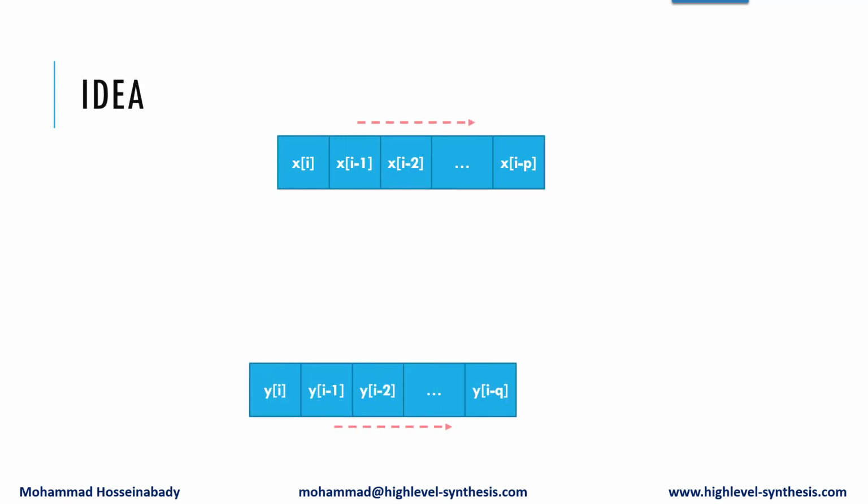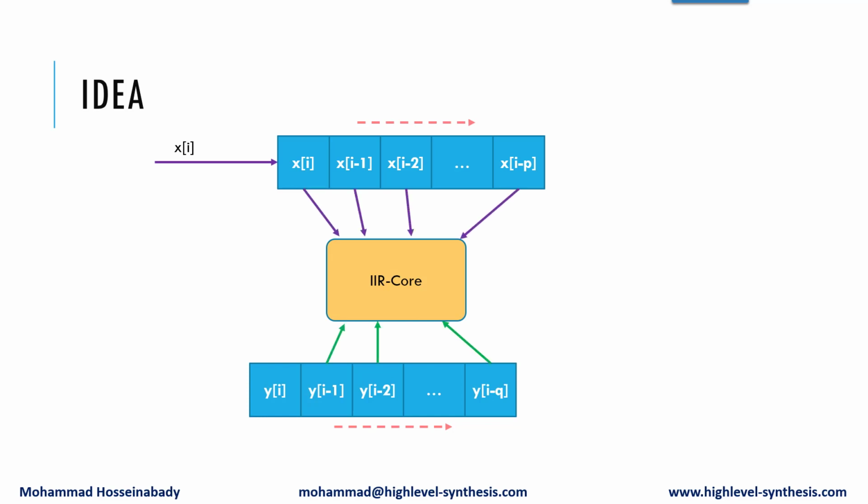The idea is to have 2 shift registers to keep a window of input and output data required for the IIR computation inside the FPGA. This, firstly, helps to reduce accessing data from the DDR memory, which is very expensive. And secondly, it makes the access to the DDR memory sequential.